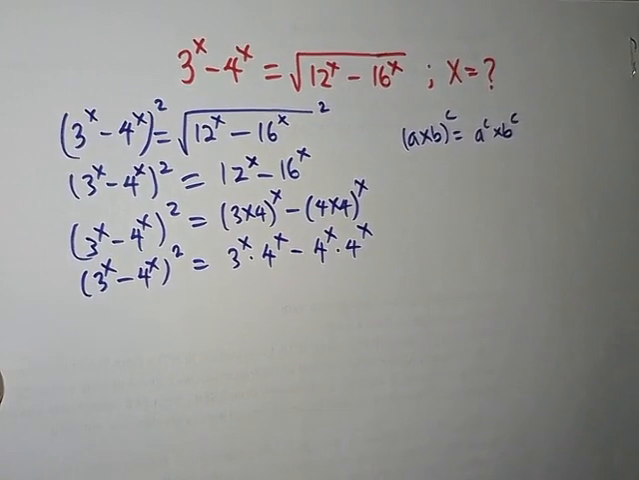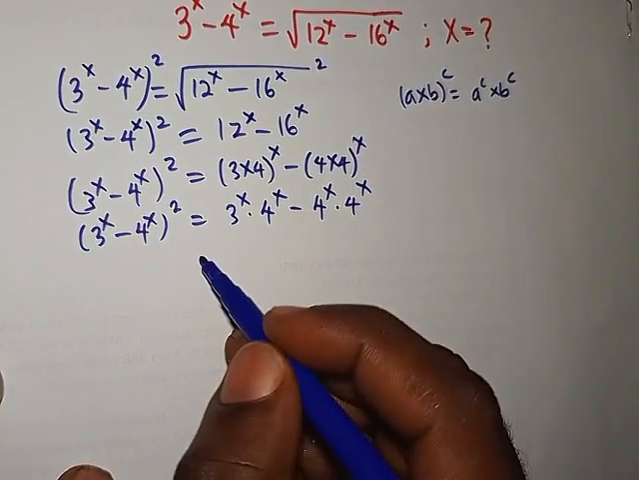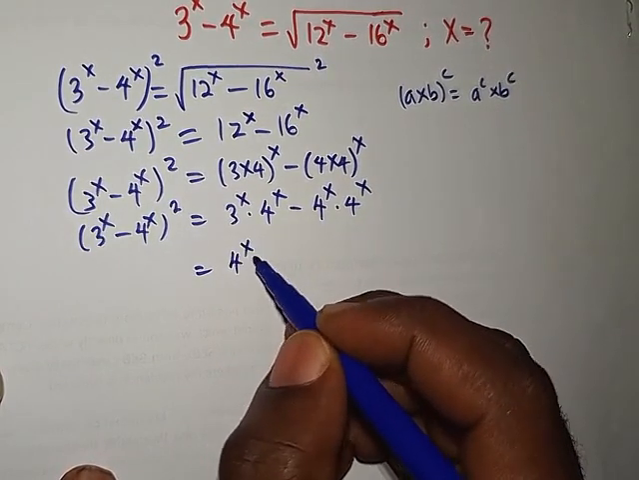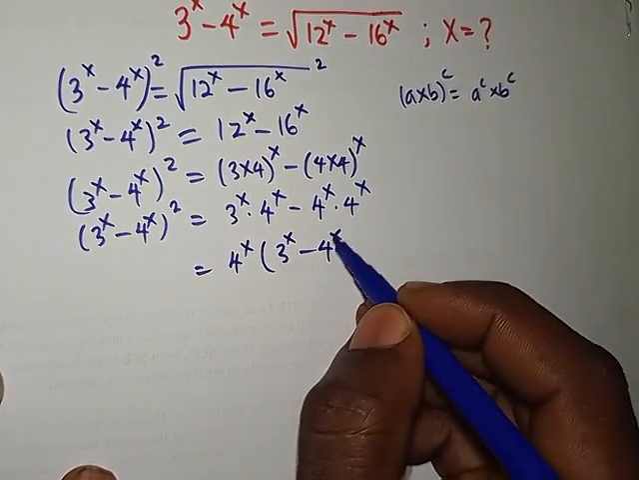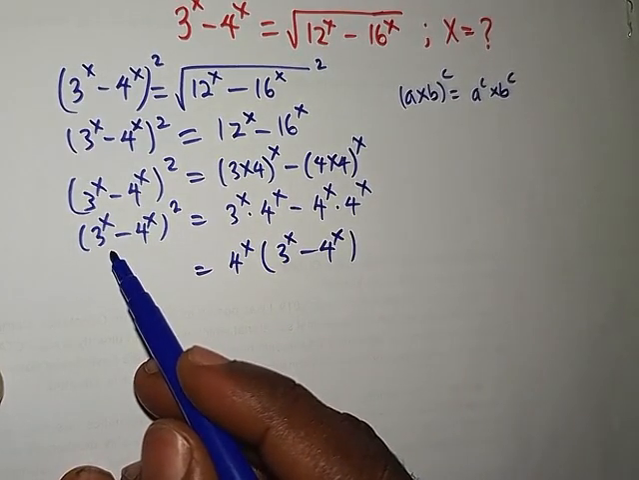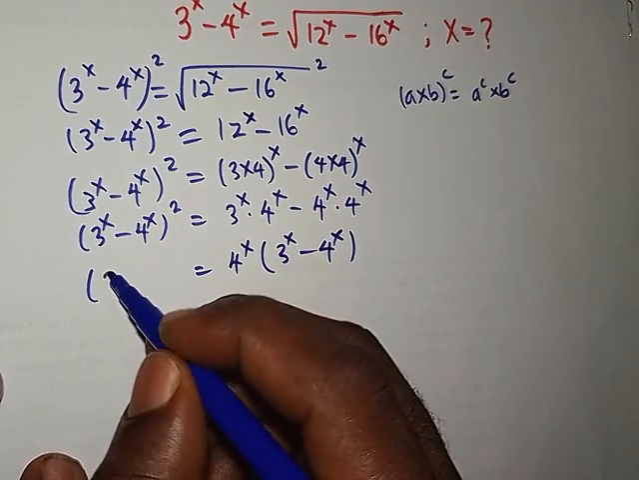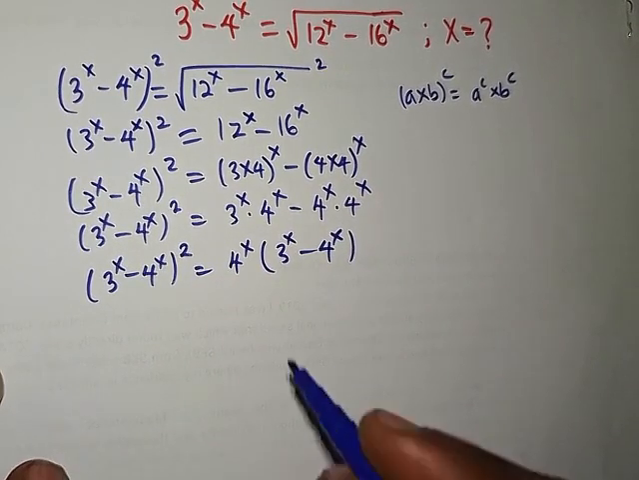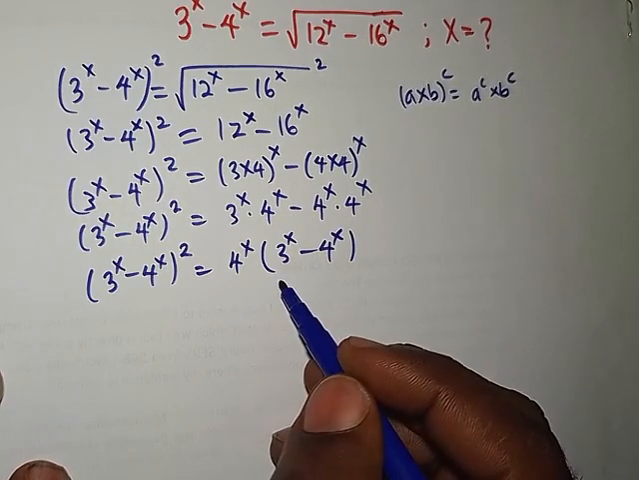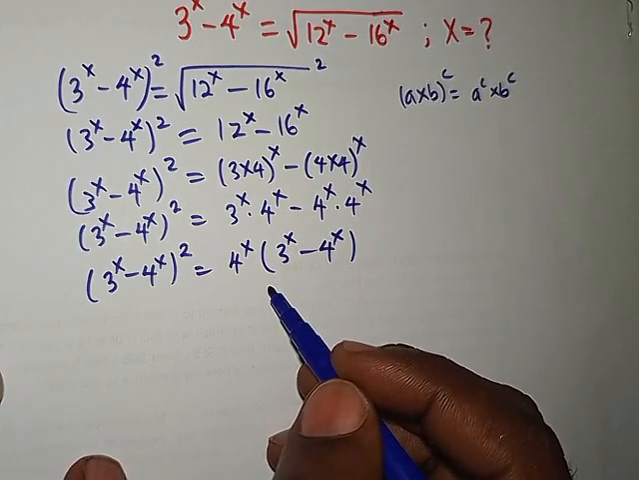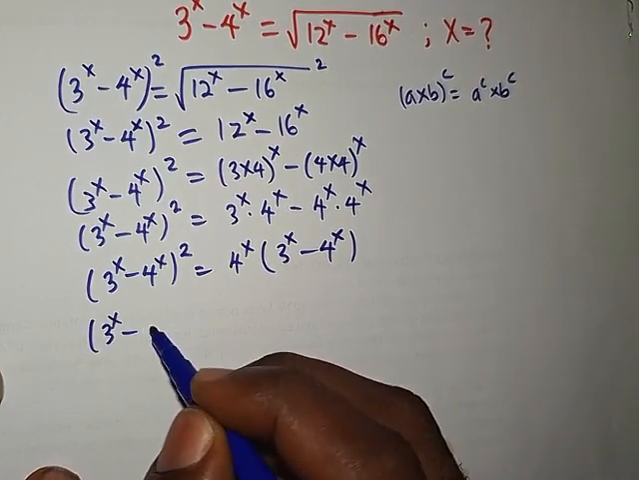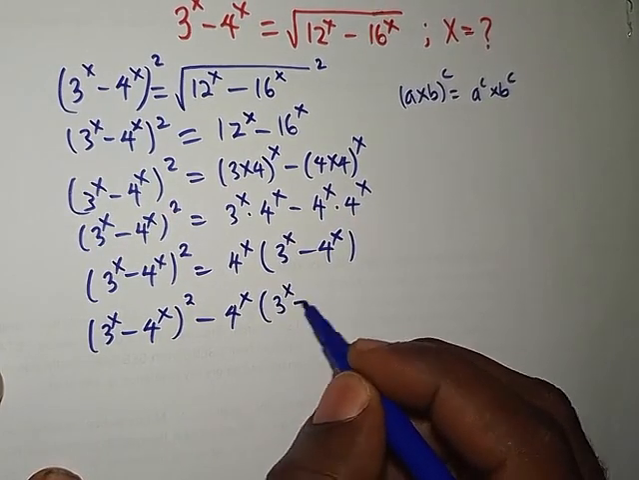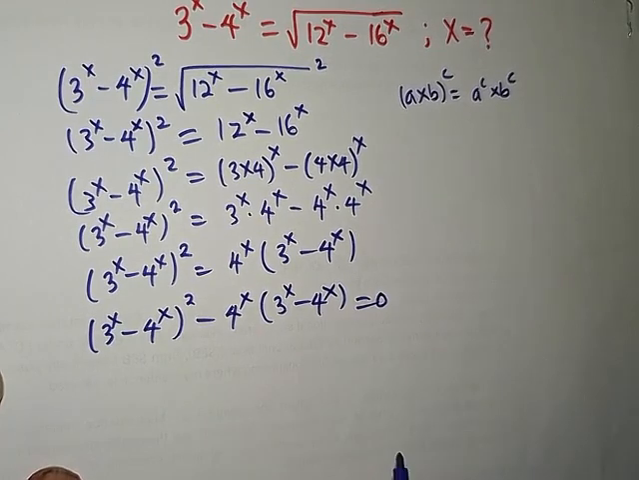So now from here, let me do some factorization. You can see we have 4 to the power x here and here. So let's say I have 4 to the power x outside, and I have 3 to the power x minus 4 to the power x, because of the 3 to the power x minus 4 to the power x all squared that we have here. Now the next thing is we transpose the right hand side to the left hand side. We have (3 to the power x minus 4 to the power x) squared minus 4 to the power x times (3 to the power x minus 4 to the power x), then everything equals 0, right?